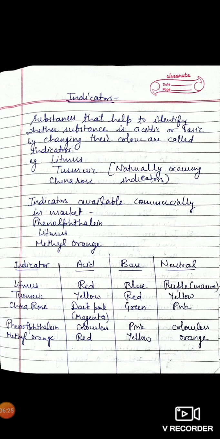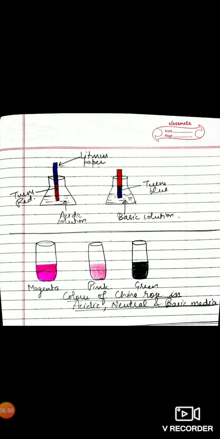China rose is also a very important natural indicator which can be used to distinguish these three types of solutions. If we put the China rose solution into acidic solution, it turns into a dark pink color, which is called magenta color. In the basic solution, China rose gives green color, and in the case of neutral solution, China rose solution changes into pink color. Here it is shown by the diagram.